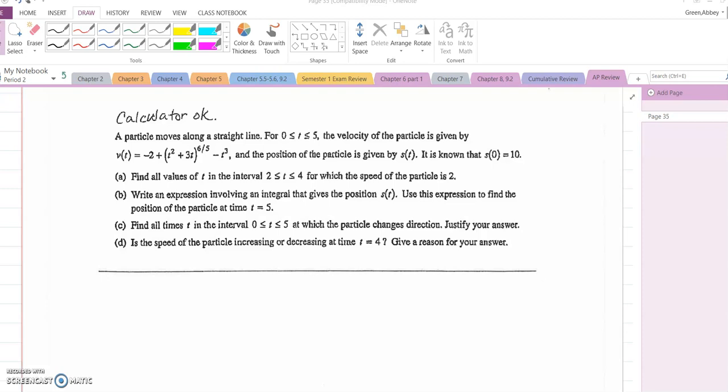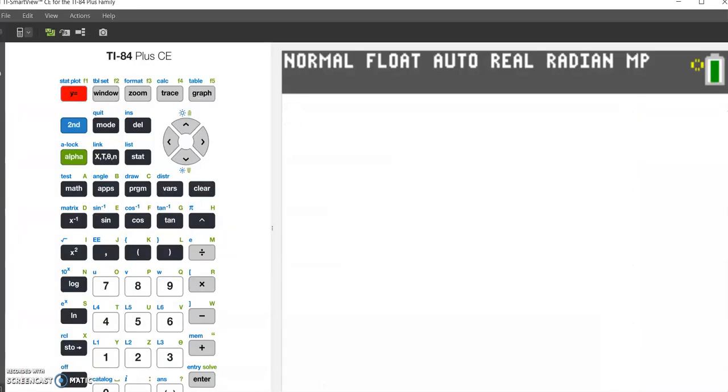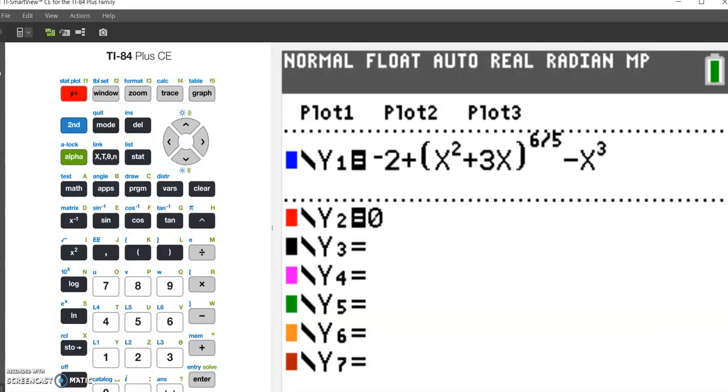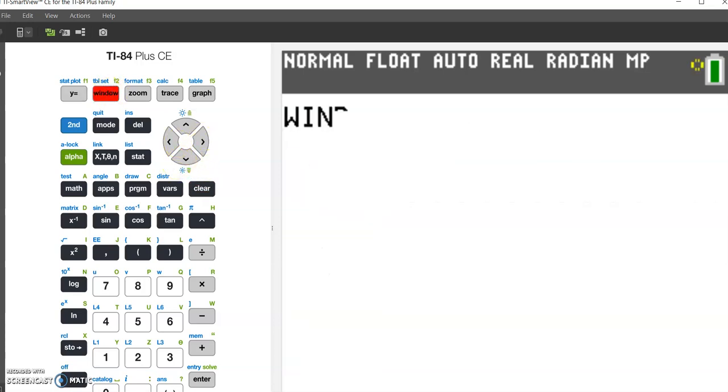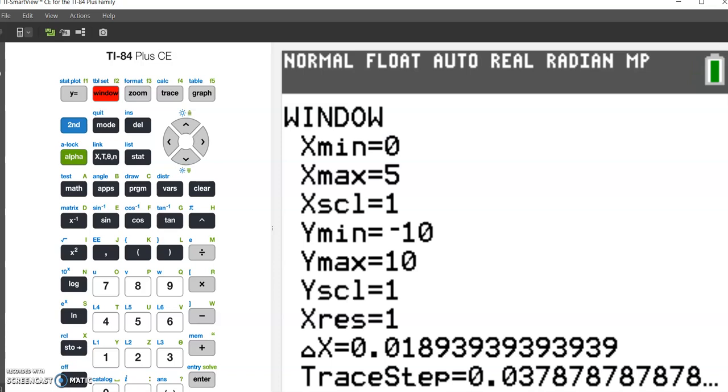So take a second and read through the whole problem. Realize that this is calculator okay, and when they give you a calculator, you should use your calculator as much as you can. So we're going to take a second and plug that function into y1, and it says these are velocity values for 0 to 5. So there is our function in y1, and my window is 0 to 5.